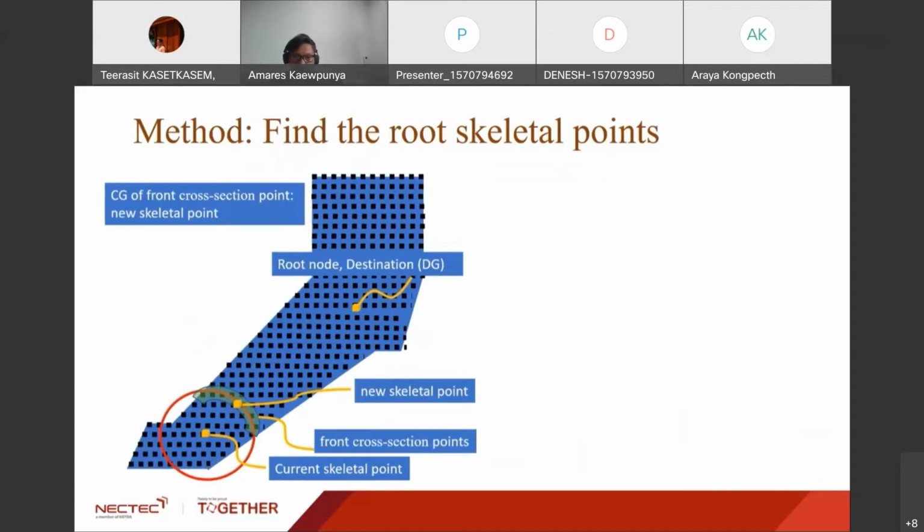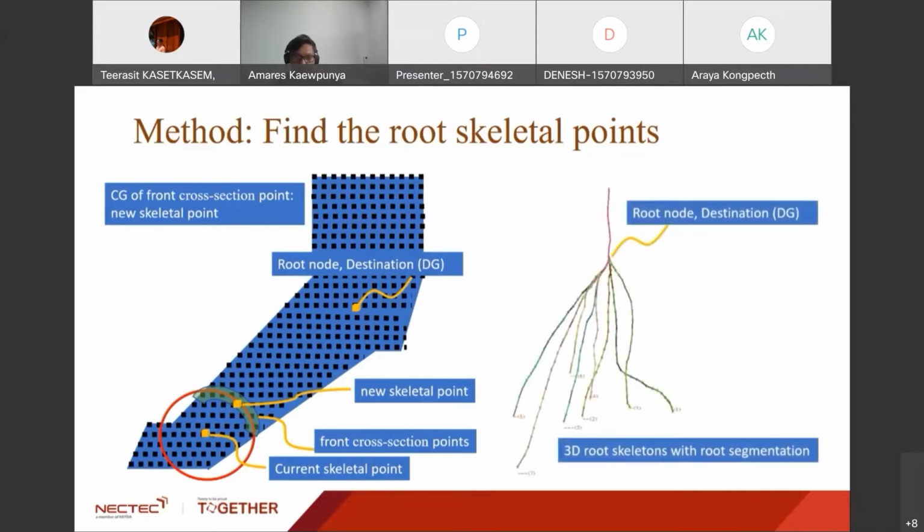Then the new skeleton point is calculated from the centroid of the front cross-section points. If the new point has not reached the destination, the current point is shifted to the new skeleton point and then we repeat the previous process.